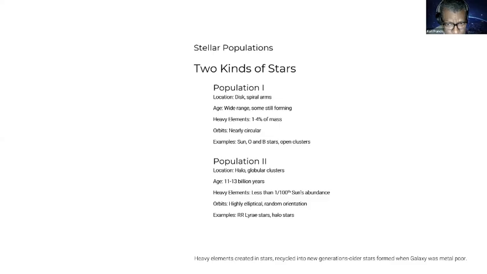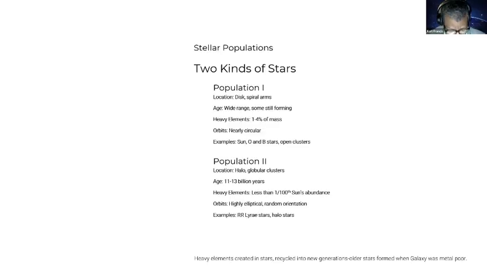All right. Heavy elements created in stars recycle into new generations. Older stars formed when the galaxy was metal poor, right? They just had mainly hydrogen, helium, right? And that's why you have that distinction between the older stars and the newer stars.